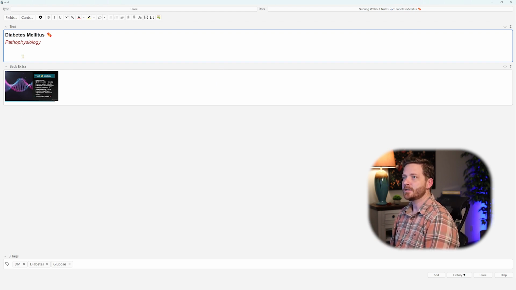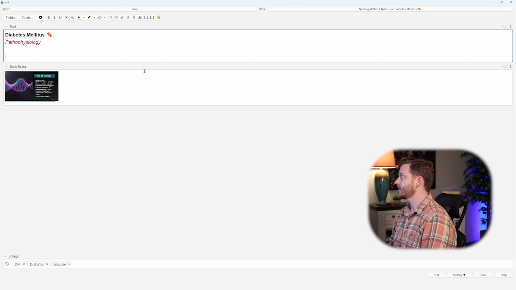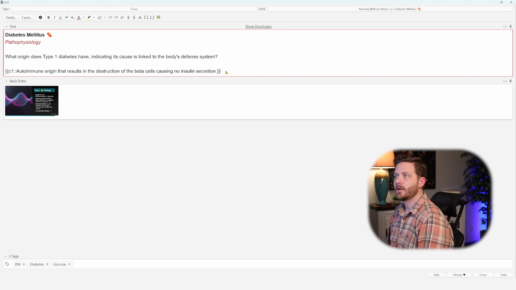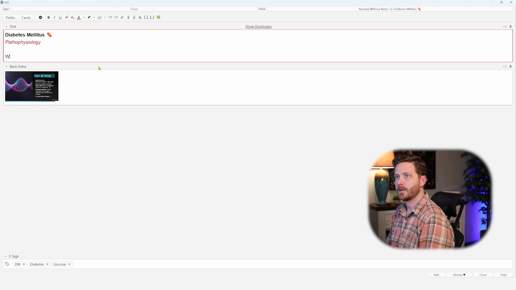And so type 1 diabetes comes from the autoimmune disorder in which the beta cells have been attacked and are no longer secreting insulin. So let's ask ourselves, what origin does type 1 diabetes have indicating its cause is linked to the body's defense system? Autoimmune origin that results in the destruction of the beta cells causing no insulin secretion. All right, that's going to be good. We'll add that. Now let's erase that.